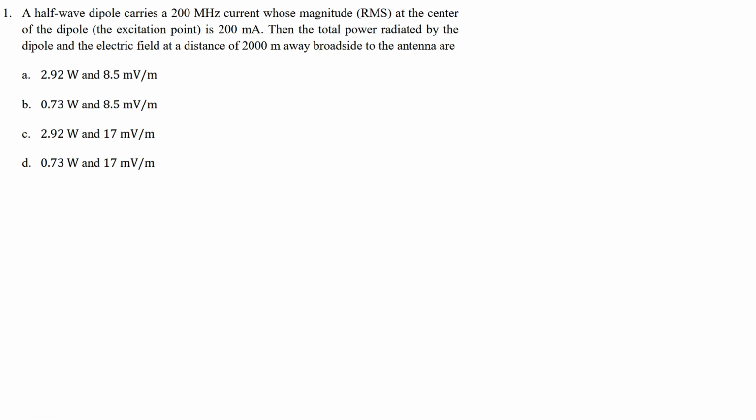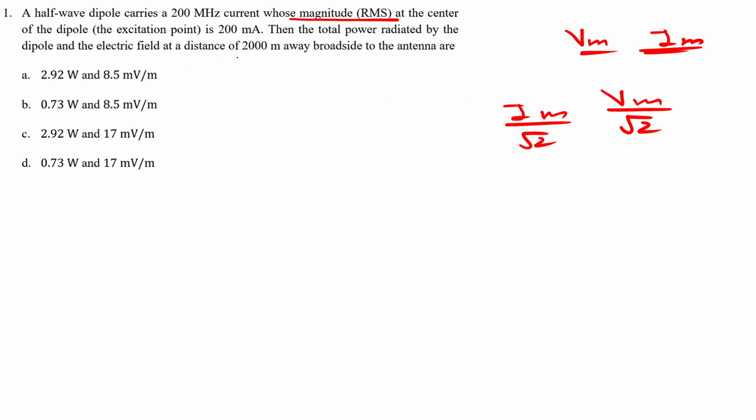A half wave dipole carries a 200 megahertz current whose magnitude. Now one important thing is, whatever questions have been discussed in the lectures all use VM or IM, the maximum value of the signal. But now the magnitude is given as RMS. So RMS is VM by root 2, or for current, IRMS is IM by root 2.